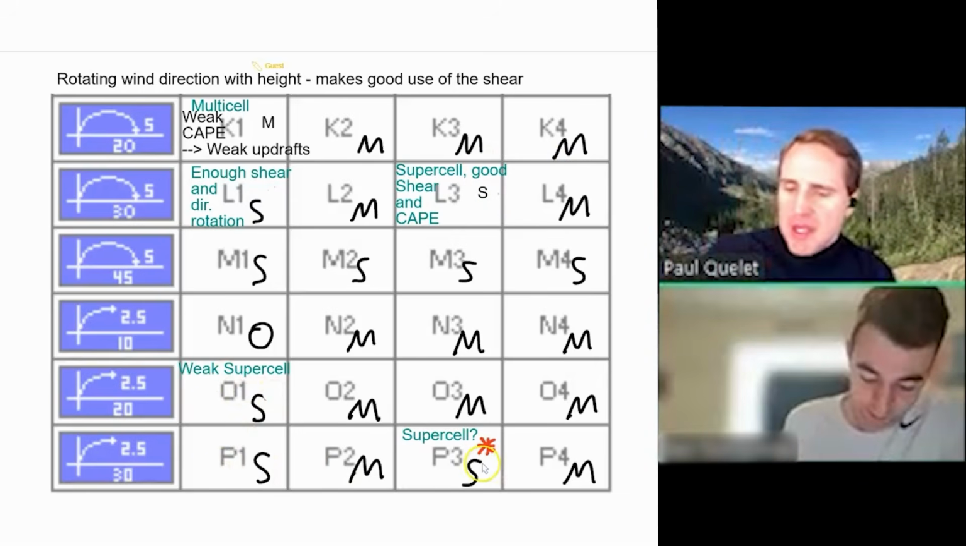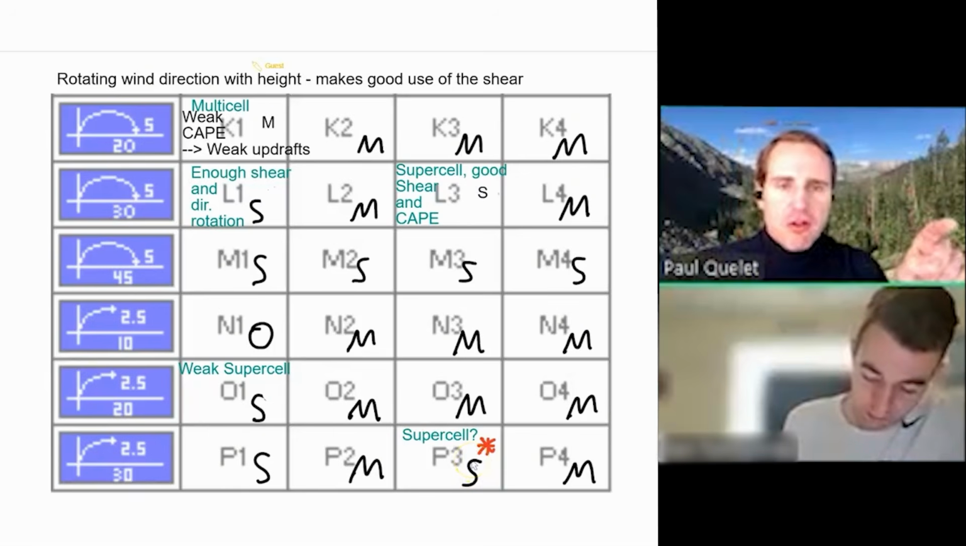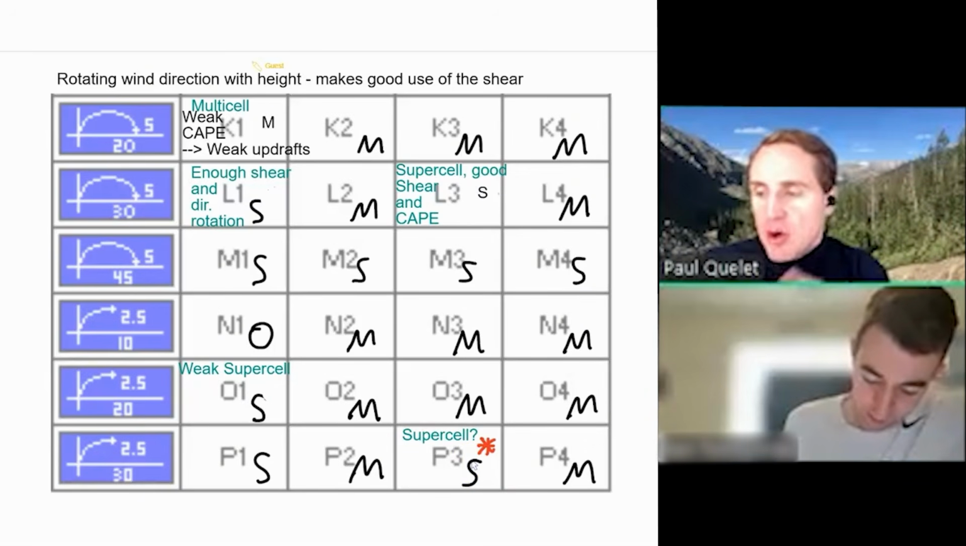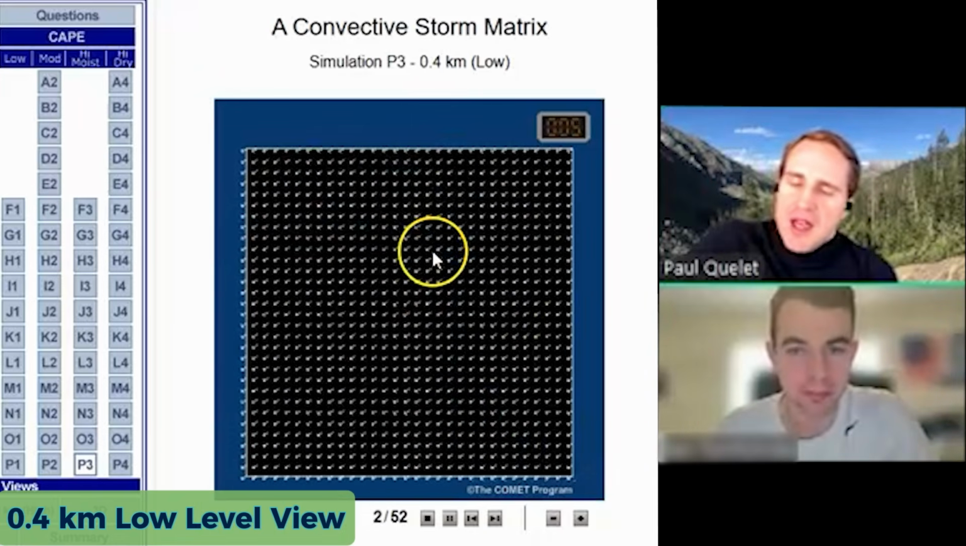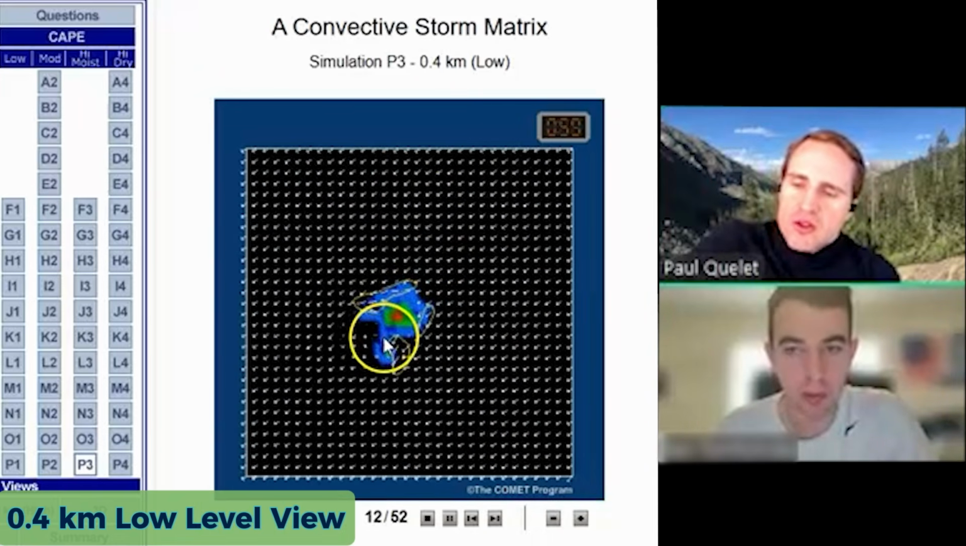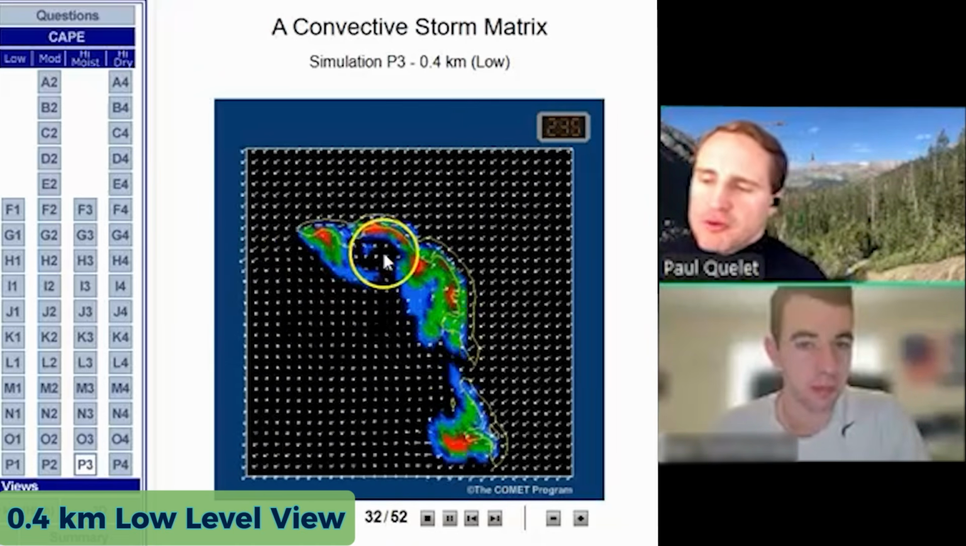And then finally P3. So P3, we're going to have the same shape of the hodograph as we just had in the O simulations. We're going to have more wind shear, and this time we're going to crank it up to high CAPE. So this is kind of like a disorganized mess. This has quite a large convective purview, and there's quite a few updrafts here.